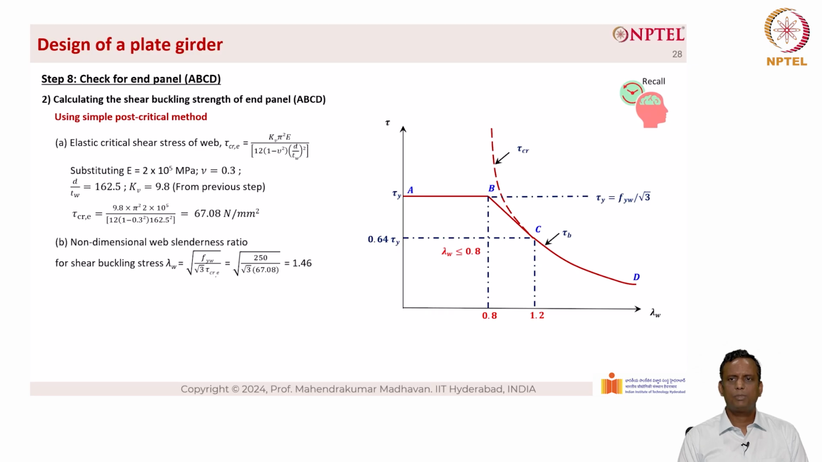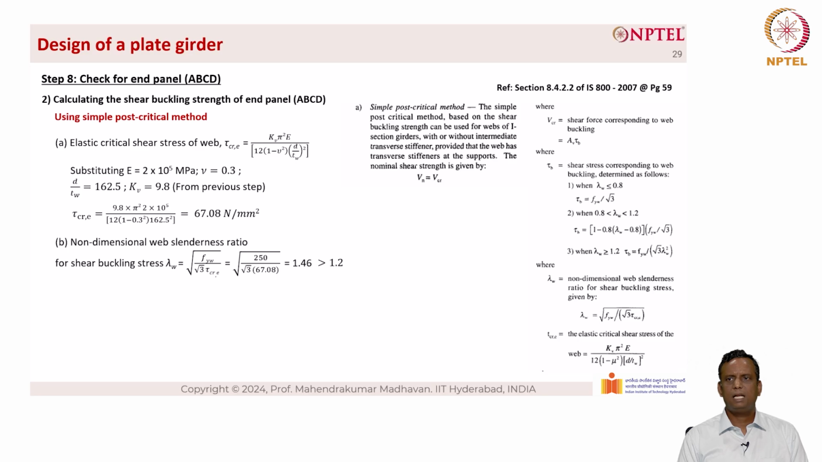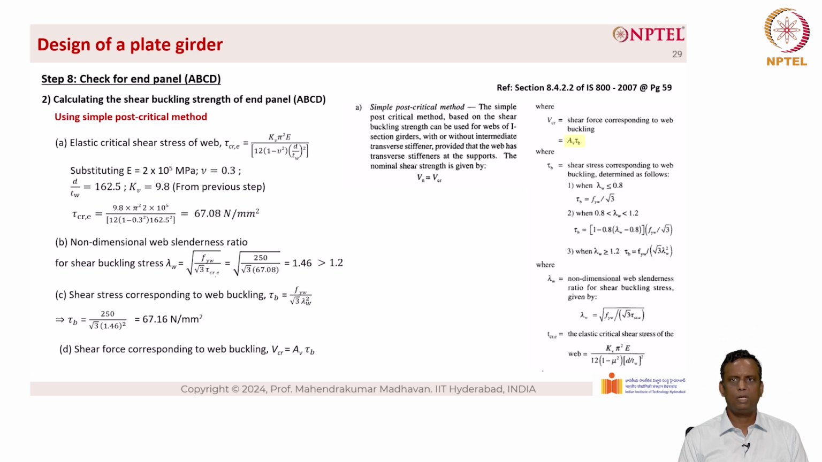So when lambda w is less than 0.8, it is a thick web. When lambda is greater than 1.2, it is a thin web, and in between the two we have intermediate webs. Here in this case, lambda w is greater than 1.2. So we are using the equation tau b equal to fyw divided by root 3 into lambda w square. When we do so, we get tau b equal to 67.16 Newton per millimeter square.